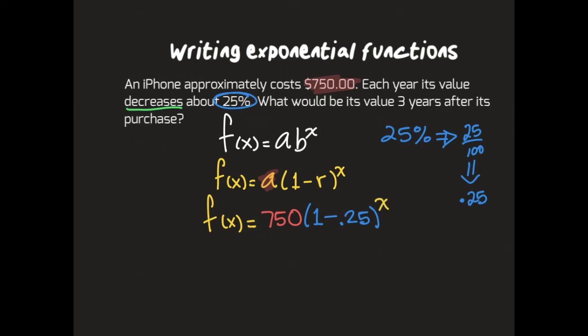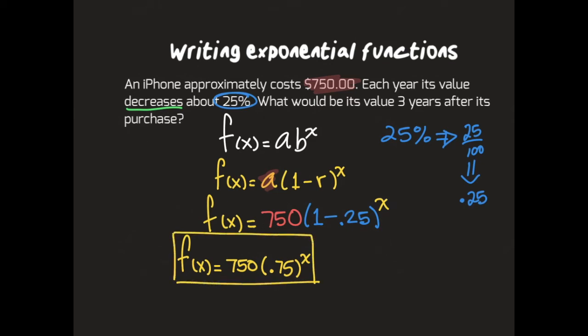So we can start building our equation, which is going to be f of x equals 750 times 1 minus 0.25. It'll be 0.75 to the x power. So this is the equation of the problem.